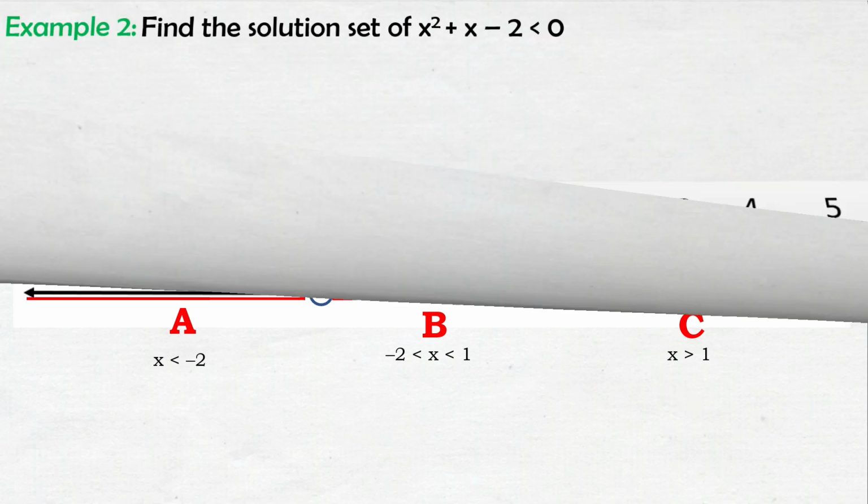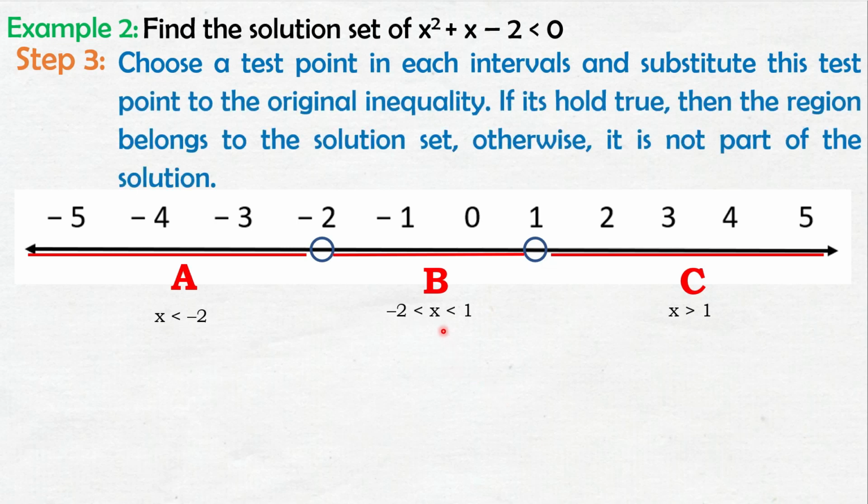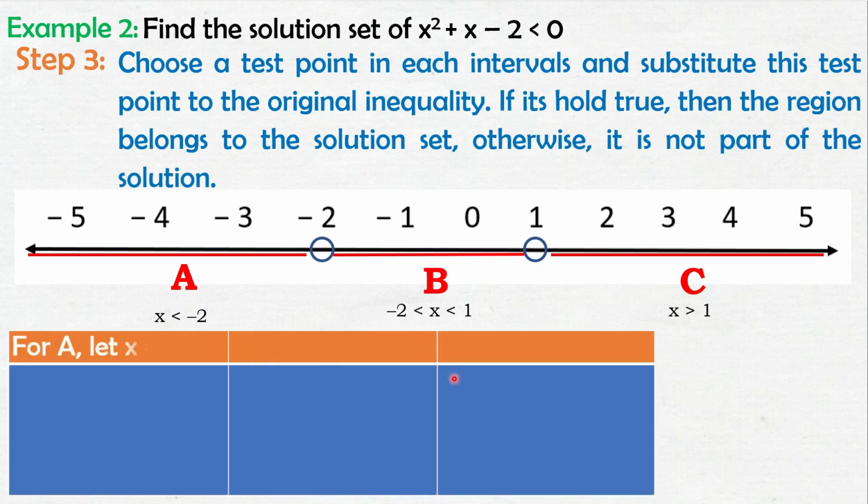Okay? Then proceed tayo sa step 3. So, pipili tayo ng test point each interval. Then, substitute natin sa original inequality. For region A or interval A, we let x equals negative 3. So, kukunin ko lang number ay negative 3. Pwede nyo rin naman kunin si negative 4, negative 5, and so on. So, substitute ko si negative 3 sa given quadratic inequality na x squared plus x minus 2 less than 0. Yan yung original quadratic inequality natin.